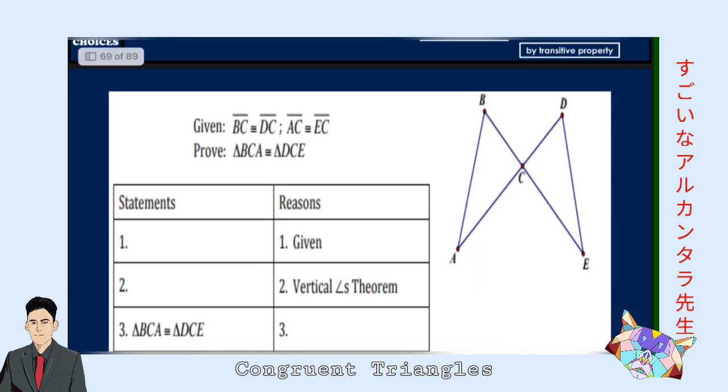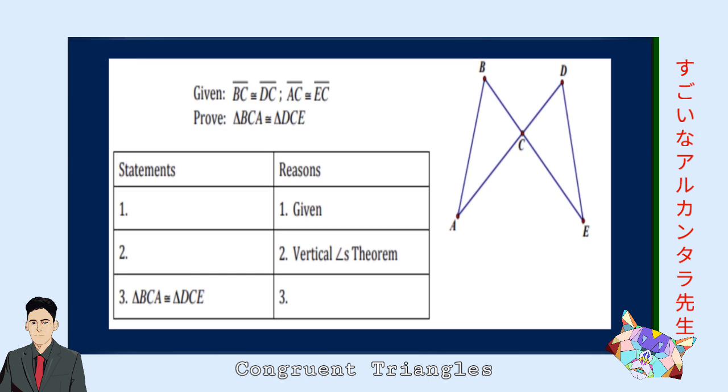So we have this example right here. We already have the given. So simply, let's just write it there. BC is congruent to DC. We also have AC congruent to EC. Now, for you guys to not be confused with this, you may add the markings on the image. So BC, DC, 1 tick mark. AC and EC, let's use 2 tick marks.